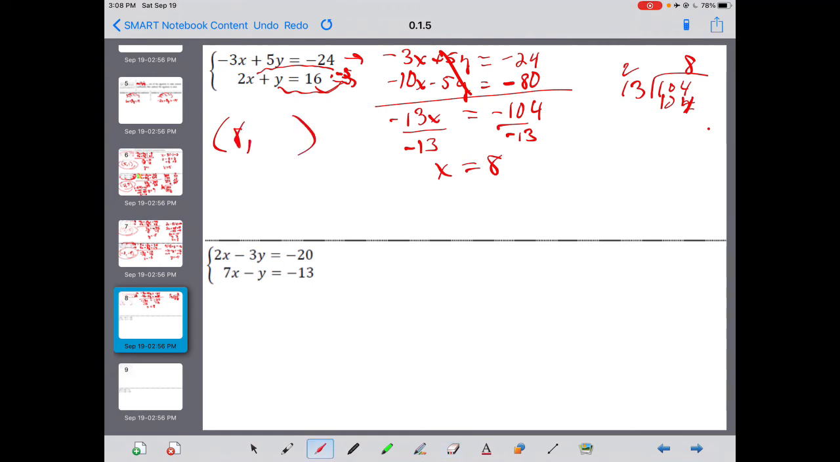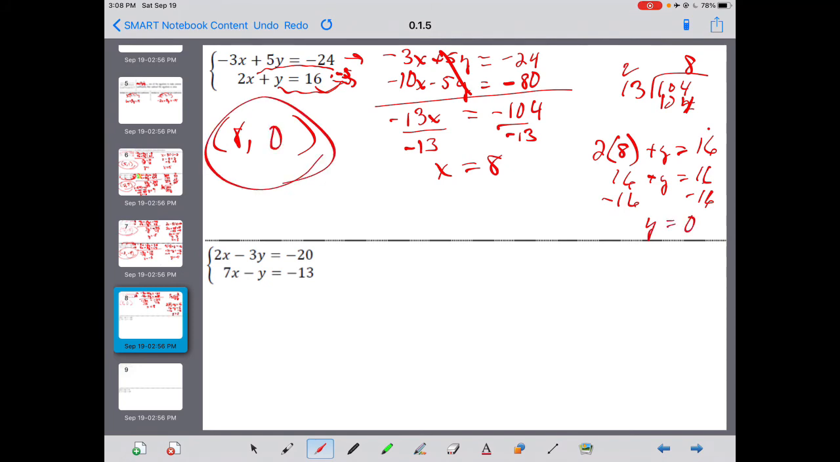8 comma something. I'm solving for y. I'm going to pick the one with 1y. So 2 times 8 plus y equals 16. 16 plus y equals 16, minus 16. Y equals 0. 0 is an answer. 0 is an option, because remember, 0 is right here. 8, 0 would be all the way out here at 8, comma 0. So 0 is a place, 0 is an answer.